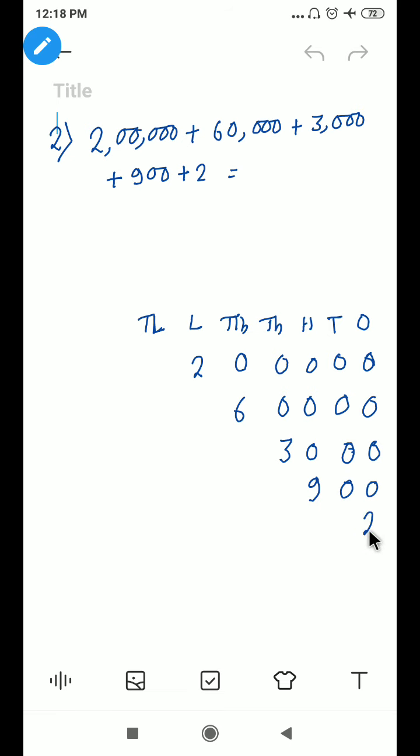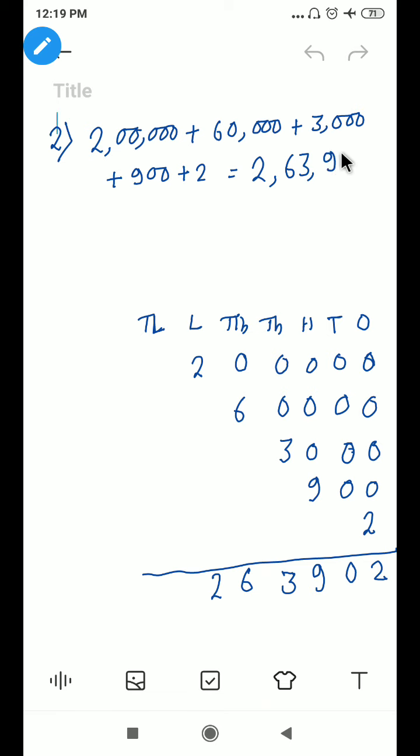Now look, in the one place the digit is 2, and in the 10 place nothing is there, that means 0. 100 place digit 9, 1000 place digit 3, 10,000 place 6, and lakh place 2. So our answer will be 2,63,902. Clear?